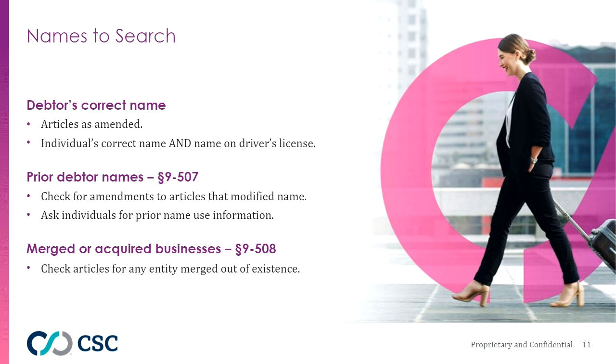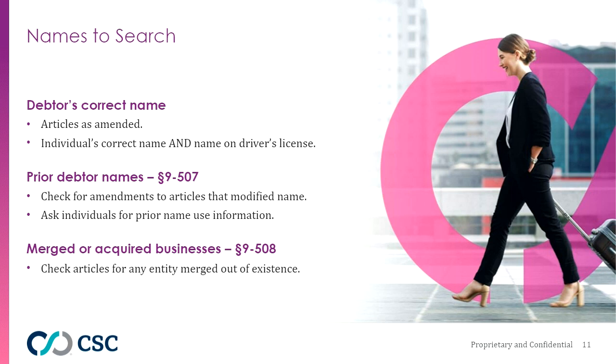And I'd like to also reference that not all searches are run against entities. It's actually quite common to be running searches against individuals. And in doing so, you want to make sure that you have the individual's correct legal name. And how do you do that? Well, you need a copy of that person's driver's license and or passport, and make sure that you're providing CSC with the correct legal name.